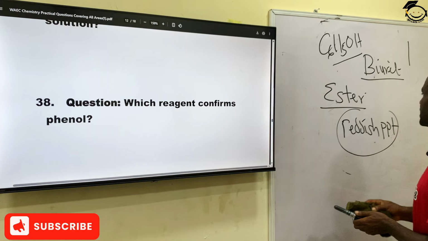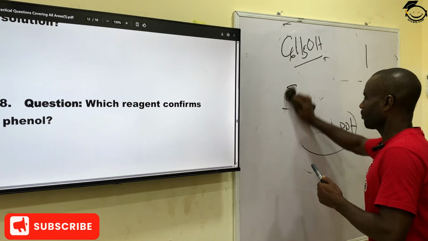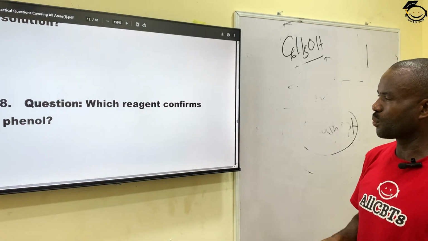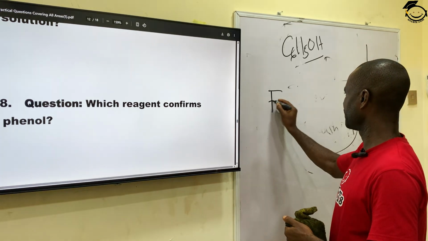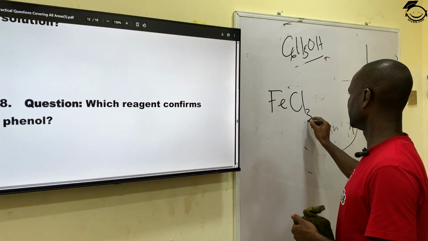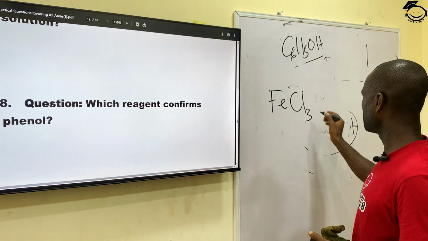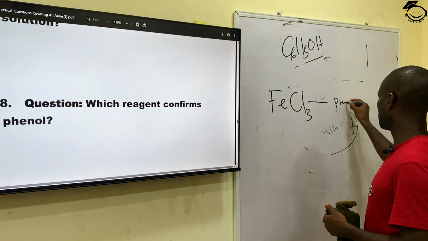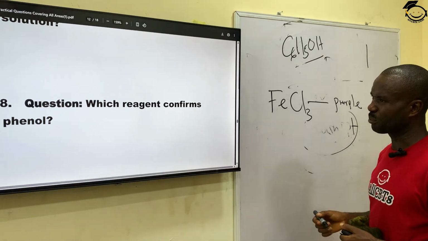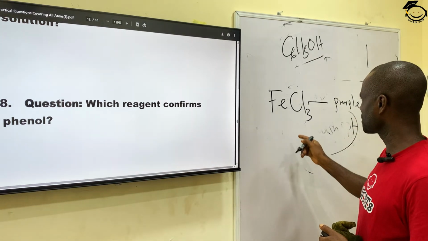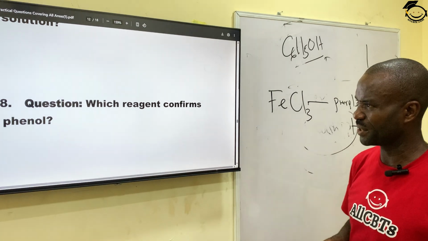Yes, question 38 says, which reagent confirms phenol? When you react phenol with iron(III) chloride, the solution forms a purple color. Purple. The solution turns purple, which tells you that the presence of phenol is confirmed in that solution.